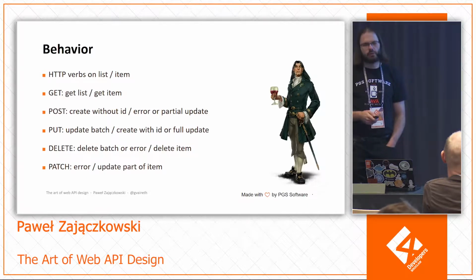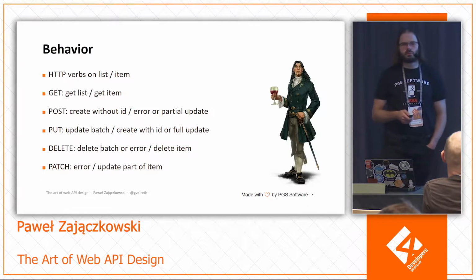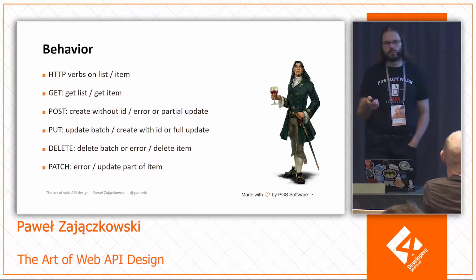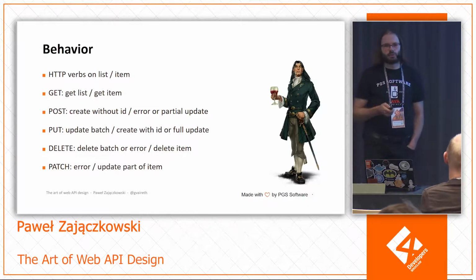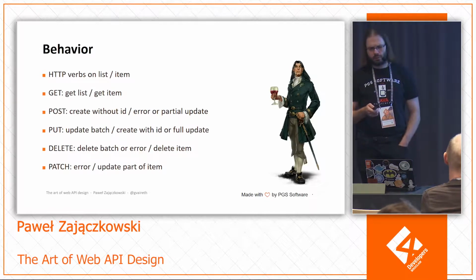And PUT on an object is again tricky. If you just perform PUT on an existing object, that basically means that you are updating the entire object. If you are doing a PUT on a non-existing object, then what should happen? You are creating a new object with the ID that you are supplying. And that can be a little bit tricky.